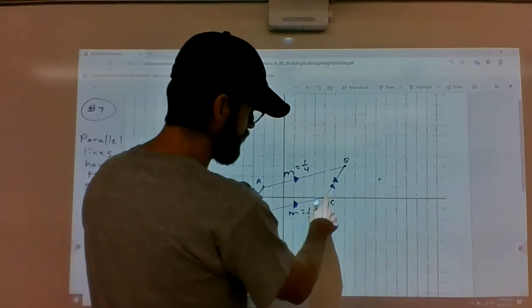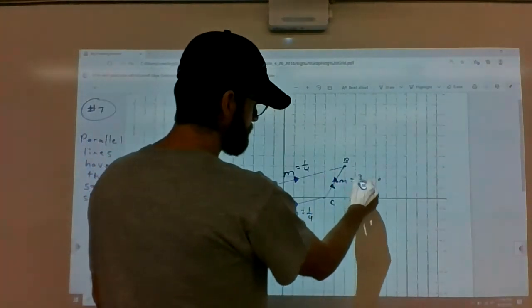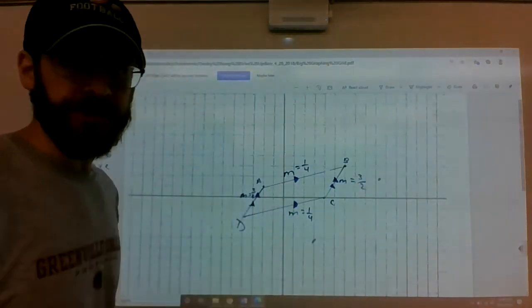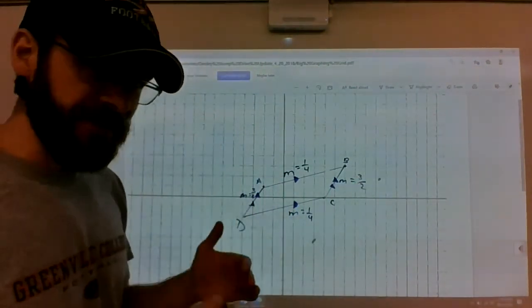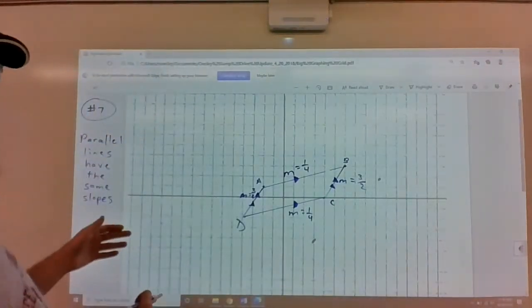Then over here, you go up 1, 2, 3, right 1, 2. So M equals 3/2 here. All right, because you have 2 pairs of opposite sides, which are parallel, you have a parallelogram. That's number 7.